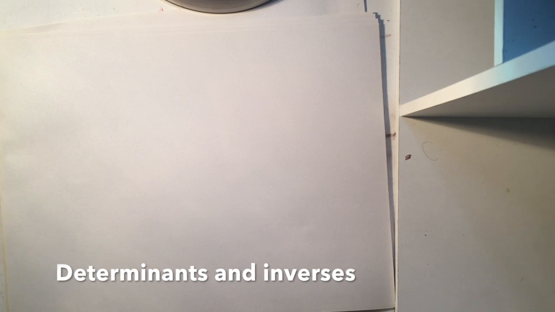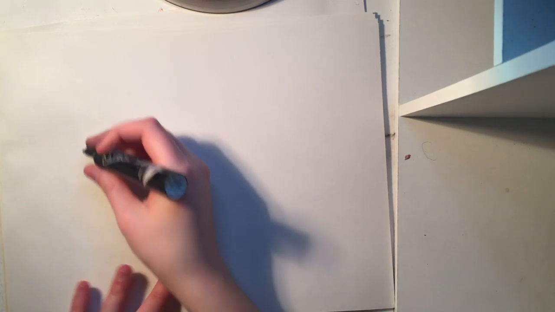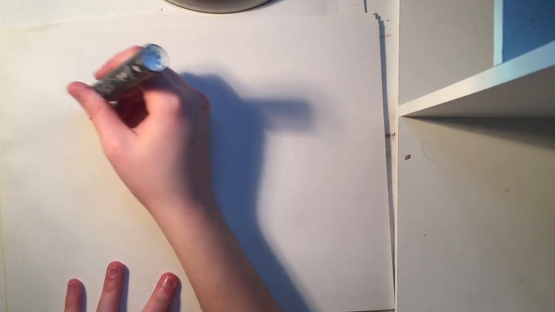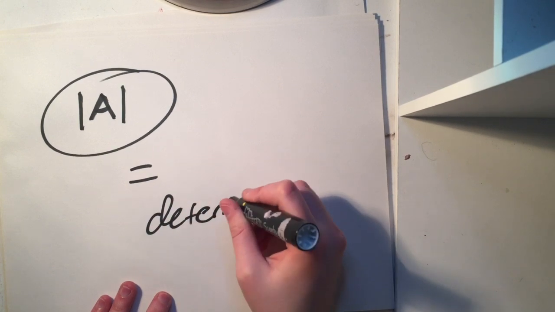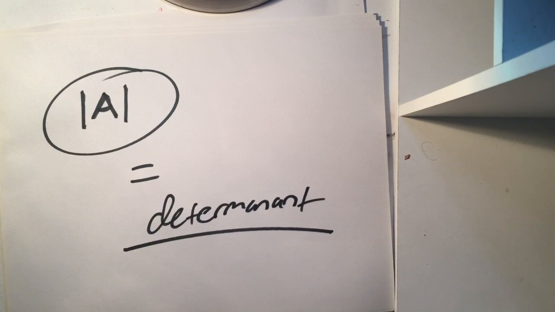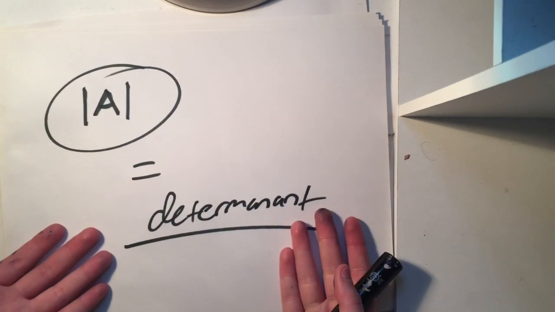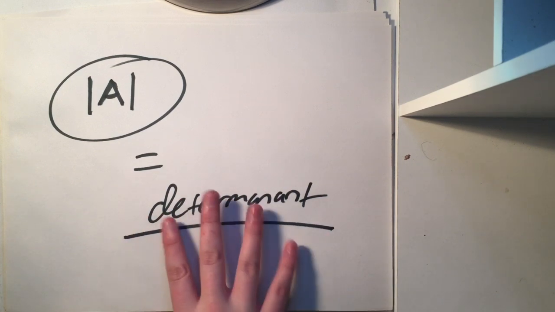Now we're going to figure out how to find determinants. And the first thing is, what is a determinant? A determinant looks like this. This is the sign for determinant. So, what is this, and how do we figure it out, and what does it have to do with matrices?